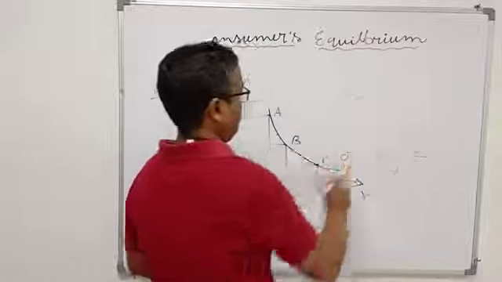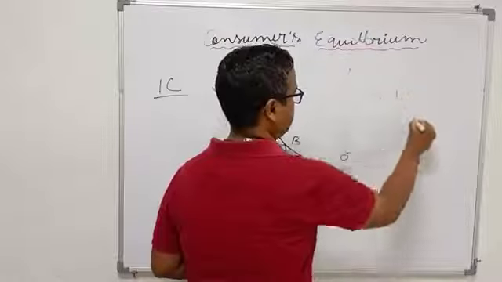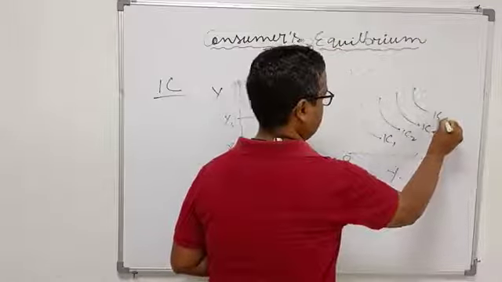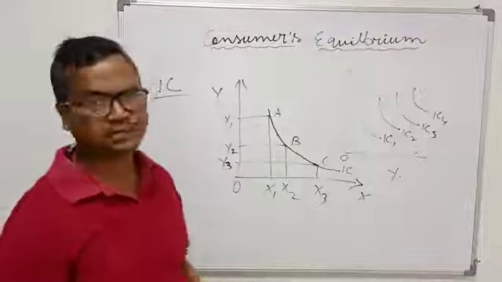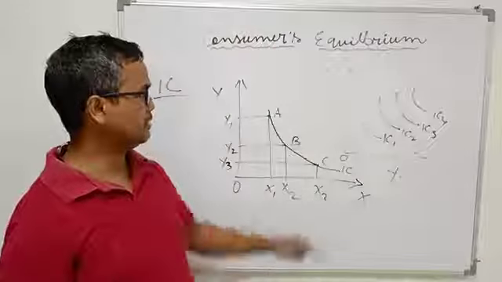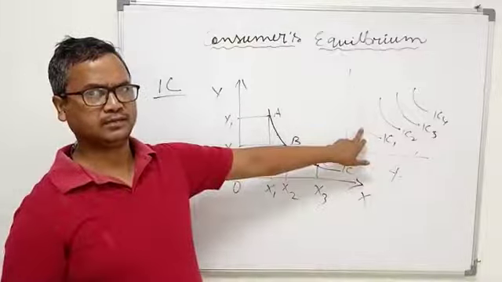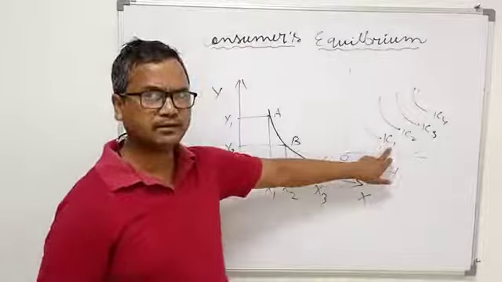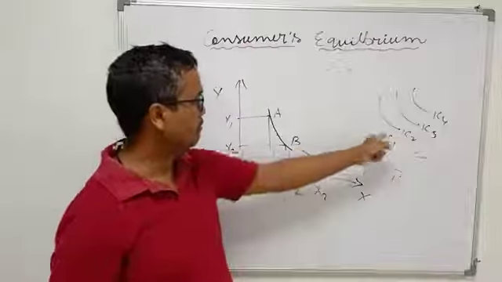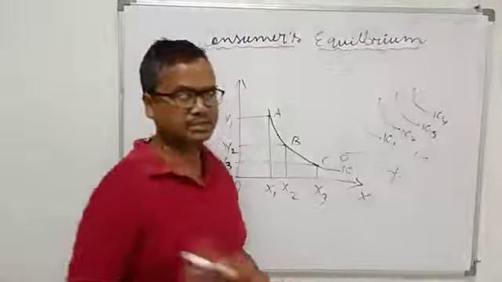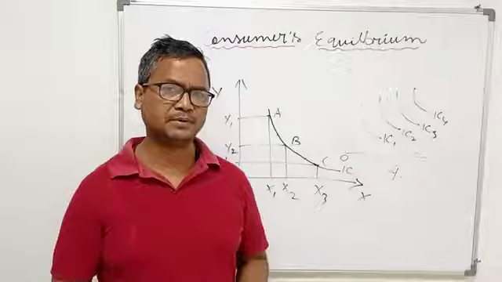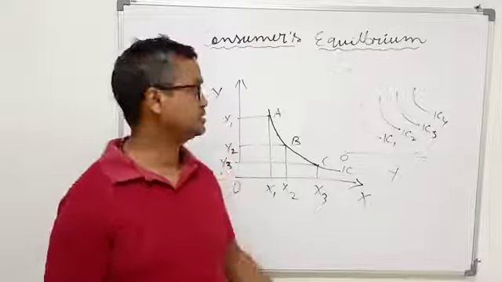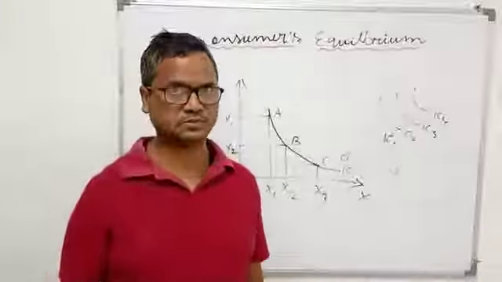a higher indifference curve represents a higher level of satisfaction. Here I am drawing four indifference curves. Whatever satisfaction level we get on indifference curve 1, the satisfaction level will be more on indifference curve 2. A higher indifference curve represents a higher level of satisfaction, and as a consumer, our target is to achieve the maximum possible indifference curve. We always want maximum satisfaction.